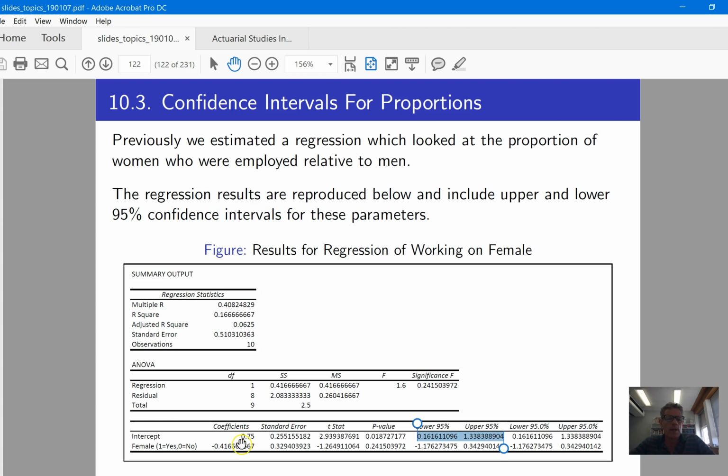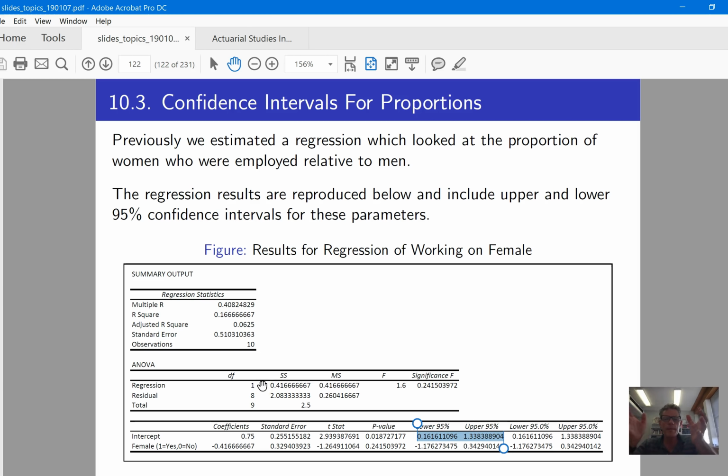That says, whilst my estimate of the population proportion of employment is 0.75 for males, I'm actually extremely uncertain about that estimate. It's not at all accurate. The true proportion could be somewhere between 16% and 133% with 95% confidence. That's a huge range of uncertainty. Why is it so uncertain? Well, it's uncertain because don't forget I've only got 10 data points here.